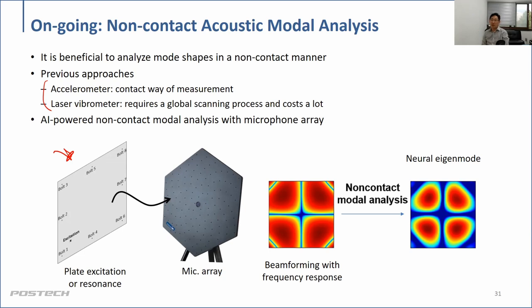But the drawback is always that it is contact-based, so we have to have discrete points of measurement, and we have to do a lot of math. Another way is laser vibrometers, which require a global scanning process. It's going to take a lot of time and cost. It's not efficient at all.